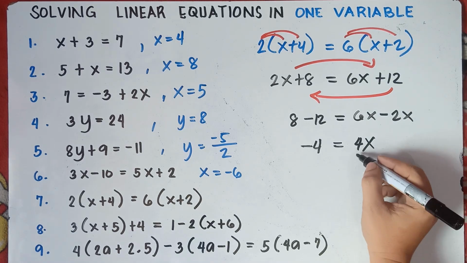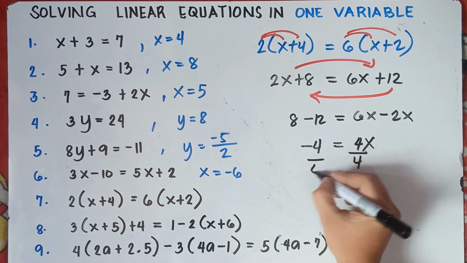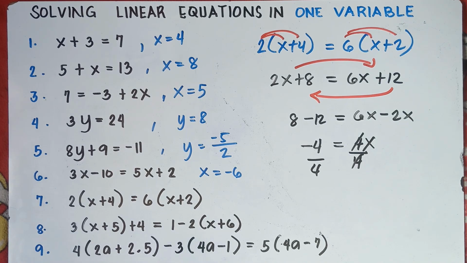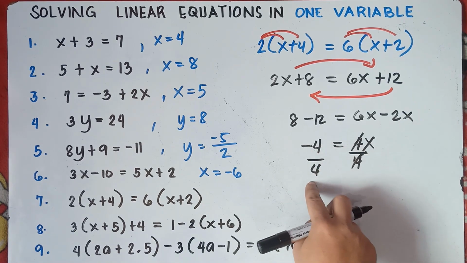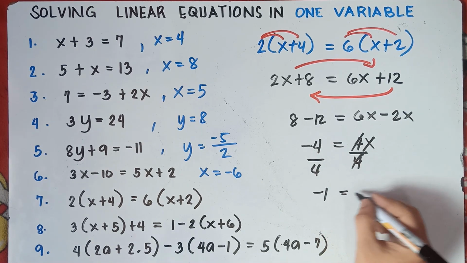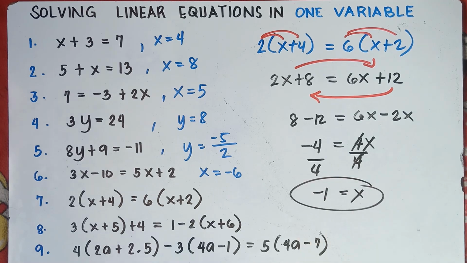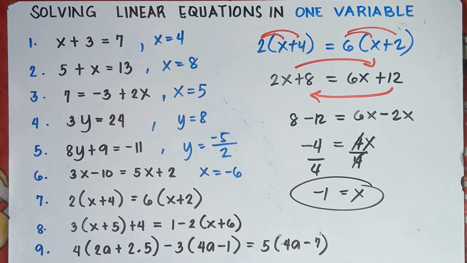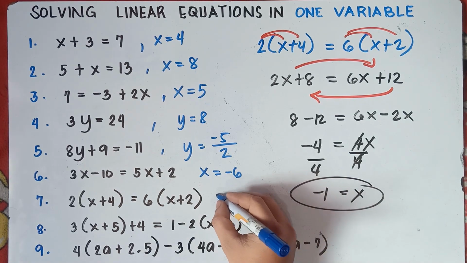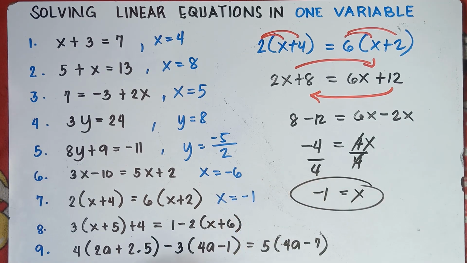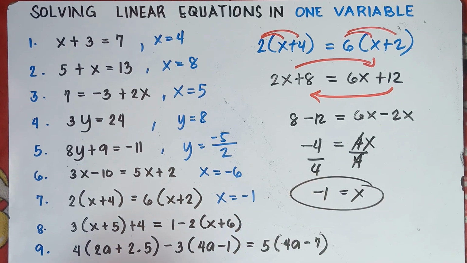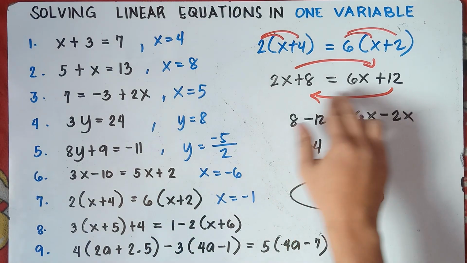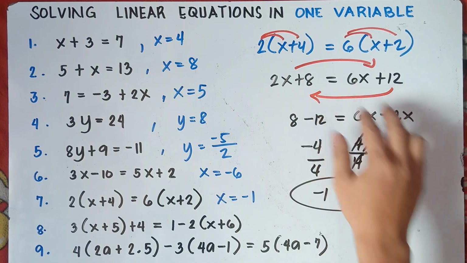So to get the value of x, divide both sides by 4. Alright, so there you have it. Negative 4 divided by 4, that's negative 1 equals x. So our x is equal to negative 1. Very easy, right? So that's the thing that you will do. Just simply transpose the smaller x term in this equation. It could be left or right for x.